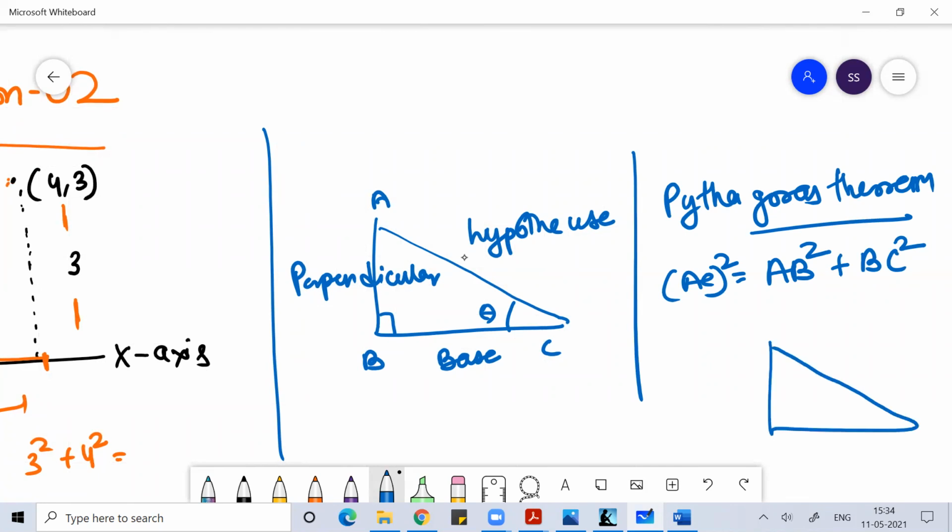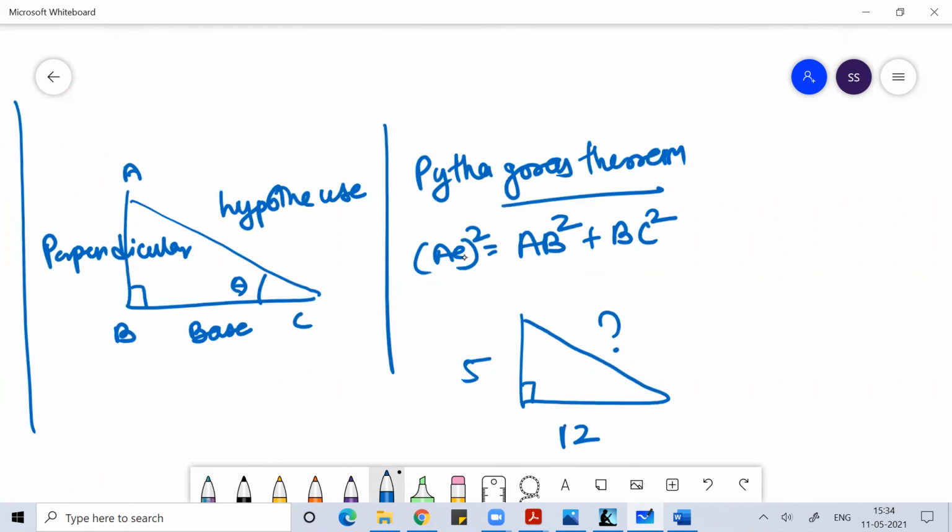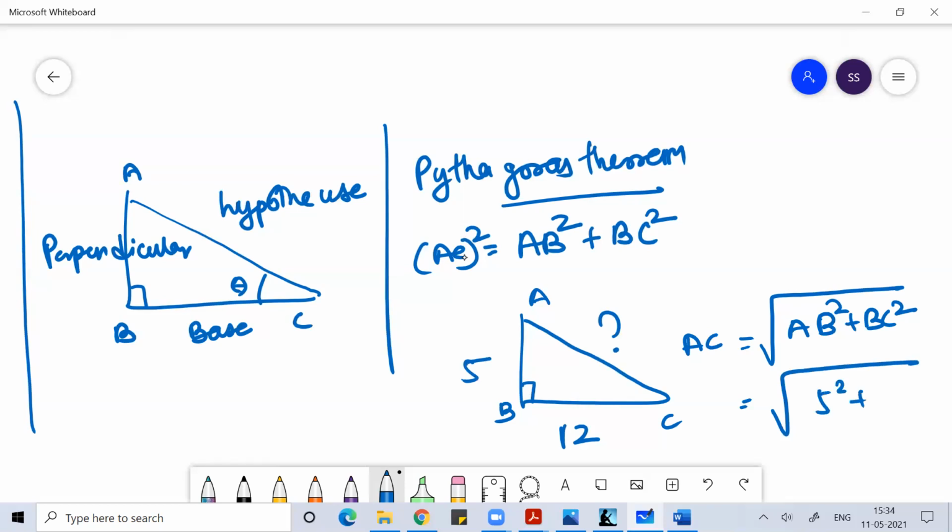Imagine if I give you 5 and 12. What would be this value, Dhoni, if this is a right angle triangle? Sir, it will be 5 square plus 12 square. Yes. In a right angle triangle with points A, B, C, the value of AC is the square root of AB square plus BC square, which is 5 square plus 12 square, 25 plus 144, the square root of 169, which is equal to 13.